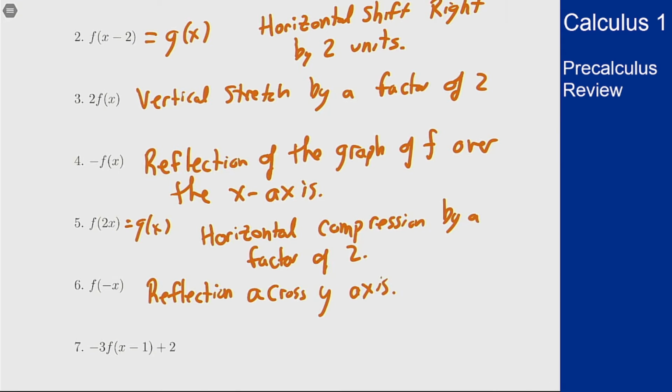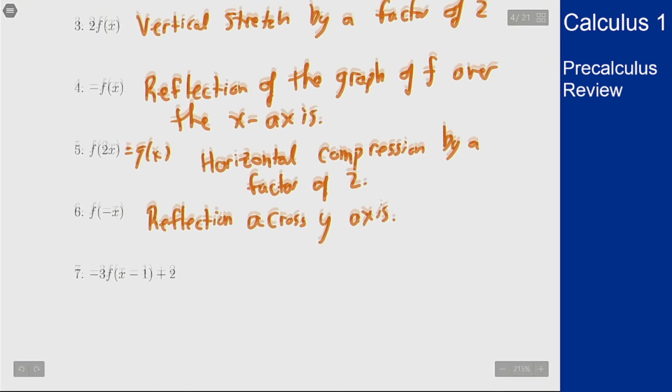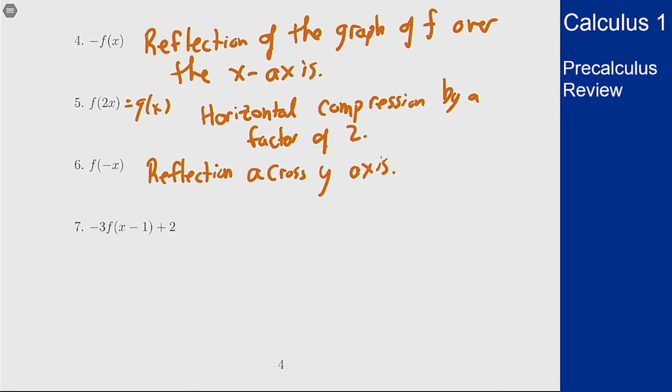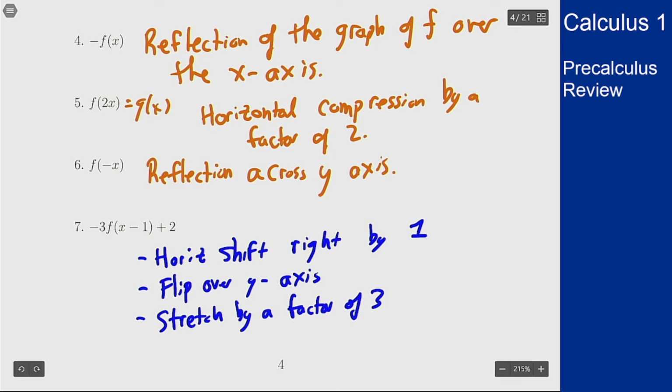And then we can combine a lot of these together for number 7 here. So this, I'm going to work inside out. So I want to do these things in order. The first thing is the horizontal shift. That's the furthest in the parentheses. So horizontal shift right by 1. Then I'm going to flip over the y-axis. That's this minus sign in front here. I want to stretch by a factor of 3. That's the 3. And then I want to shift up by 2. That's the last thing at the end after the multiplication part.